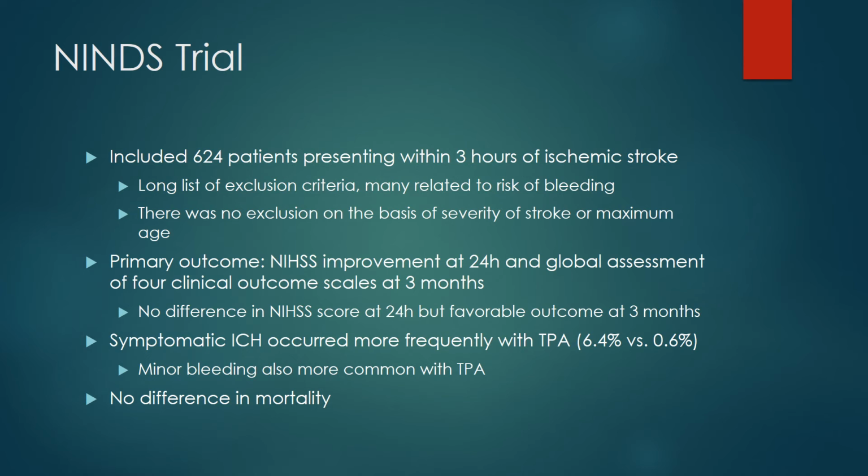The primary outcome was NIHSS improvement at 24 hours and global assessment of 4 clinical outcome scales at 3 months. There was no difference in NIHSS scores at 24 hours, but TPA administered did show favorable outcomes at 3 months. Symptomatic intracranial hemorrhage occurred more frequently with TPA compared with placebo. We would probably expect that since TPA can increase that bleeding risk. Minor bleeding was also more common. However, there was no difference in mortality when comparing these bleeding risks.